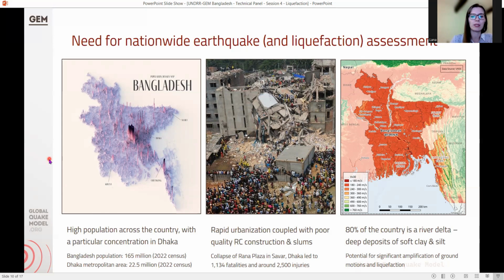Bangladesh is situated on top of three tectonic plates, Indian, Burma, and Eurasian, and is very prone to earthquake occurrences. It is a highly populated country where rapid urbanization is coupled with poor construction practices. 80% of the landmass is covered by soft sediments, generating a potential for liquefaction occurrence. It is also characterized by heavy rainfall, given its location in a tropical monsoonal region. Therefore, these evoke the need for ground shaking and hazard assessment.